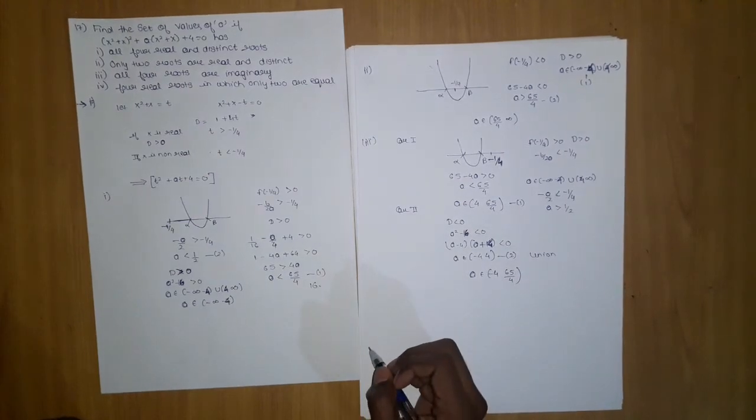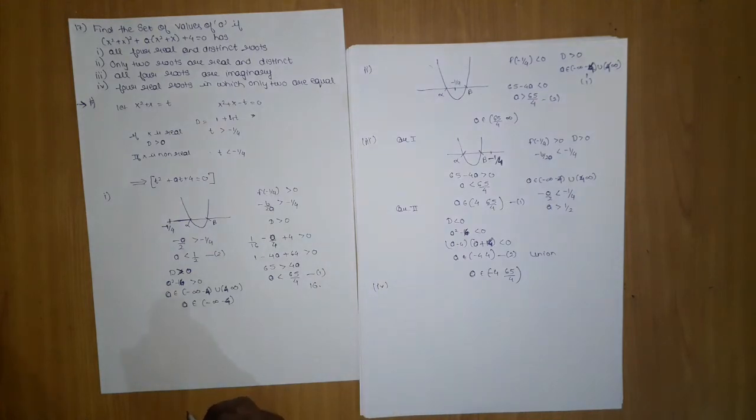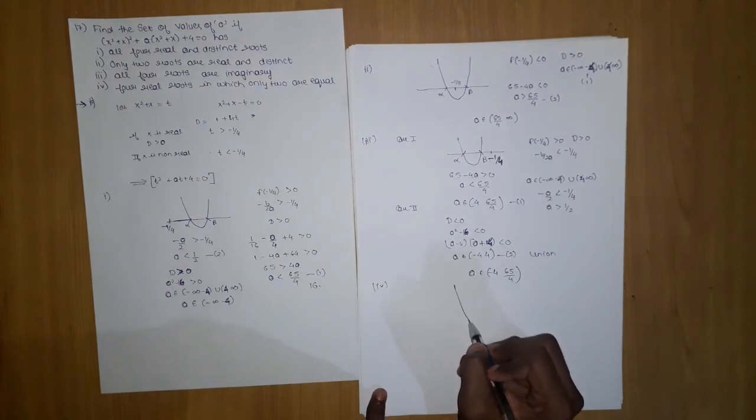Okay, moving on to the fourth one, which is 4 real roots in which only 2 are equal. When will the roots be equal? Just think.